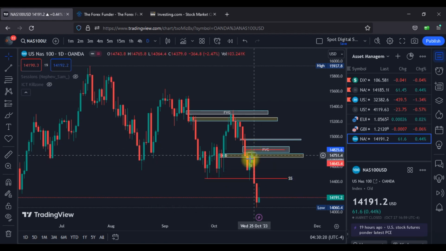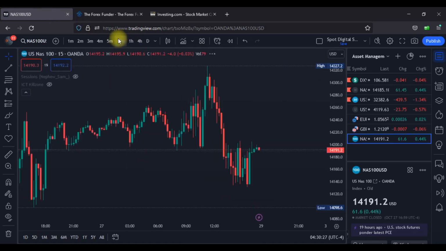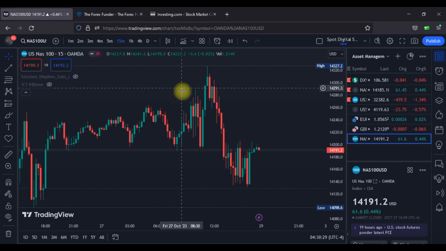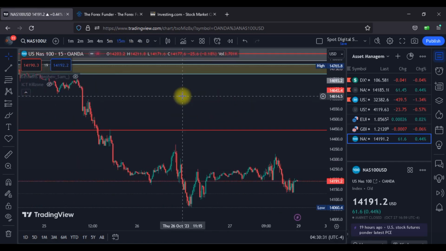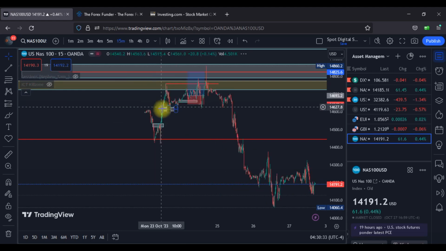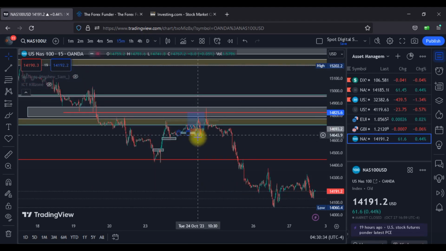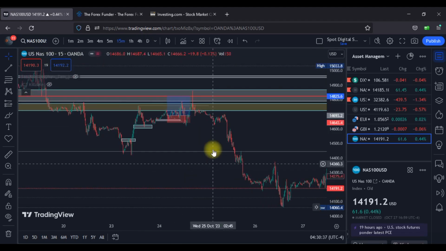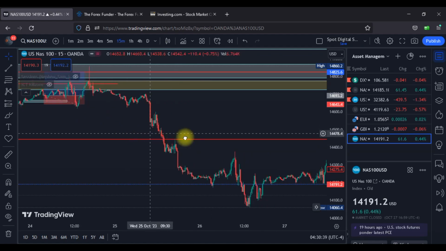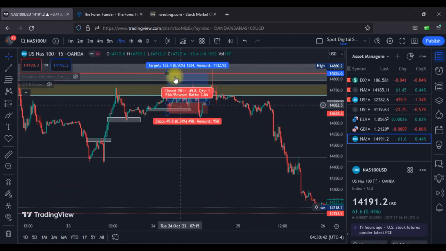Now back to the trade I took on the 24th, which is this. Let me go to the 15 minutes so we can see it. I had given commentary already. So this is a trade here on the 15 minutes time frame. You can see the trade.